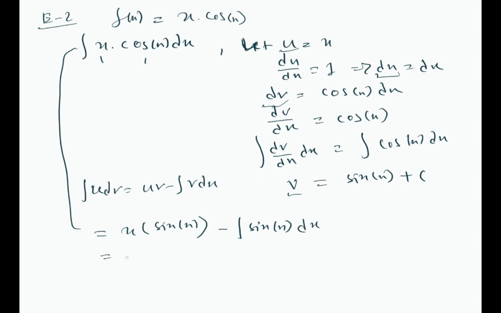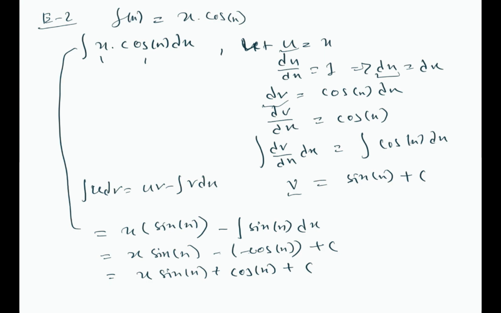Okay, so x times sine of x minus integral of sine x, which is actually minus cos of x, right? So cos of x plus c. So the final answer would be x times sine of x, minus into minus plus, so cos of x plus c. So this is the final answer for this example.